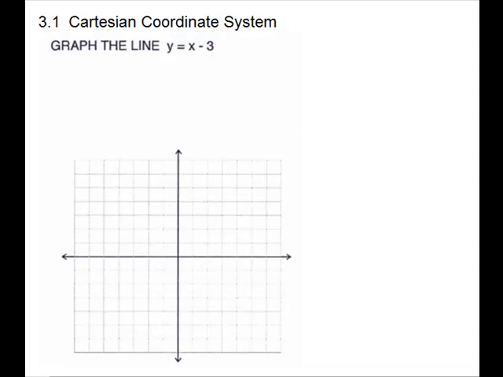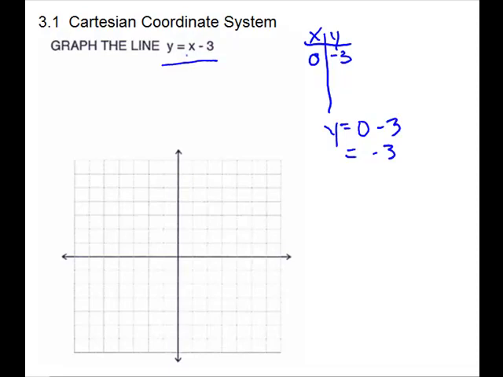So for this one, we'll do point plotting, and what we do is just make a chart of values that make this equation true. So our equation is y equals x minus 3. We're just going to make a little t-chart. And you're going to substitute into the one that's not isolated. So we're going to plug into the x, anything we want, but we have to graph it. So let's say we pick a 0. Pick it, write it down, plug it in. So y equals 0 minus 3 is negative 3. And then you start over.